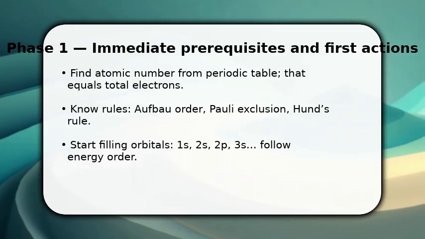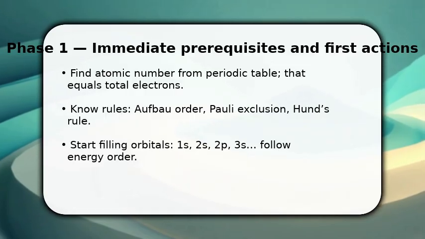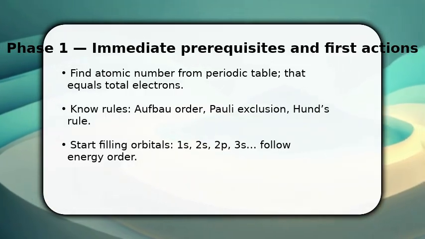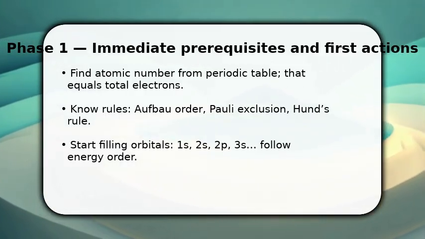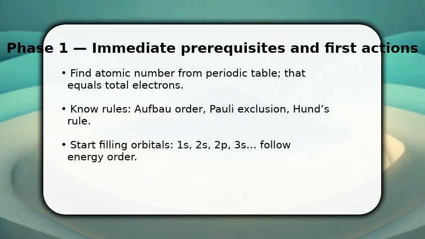Now start filling. Place electrons into 1s first, then 2s, then 2p, following the standard energy ladder. Speak each orbital and electron count aloud as you add them. This prevents mistakes and keeps you focused on the sequence.